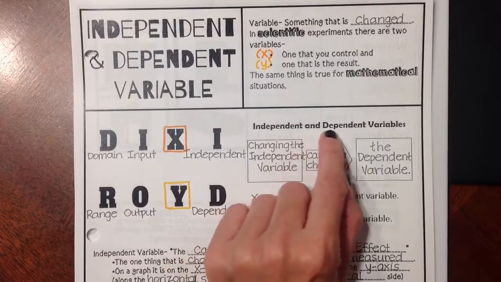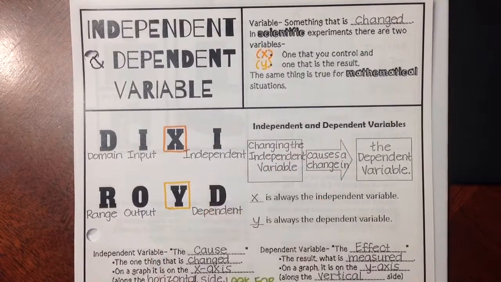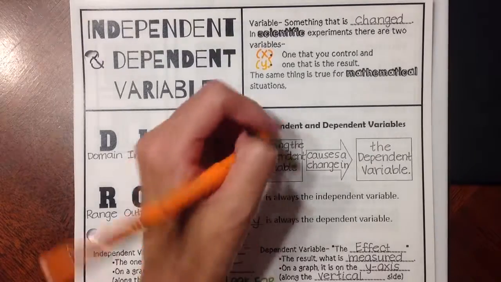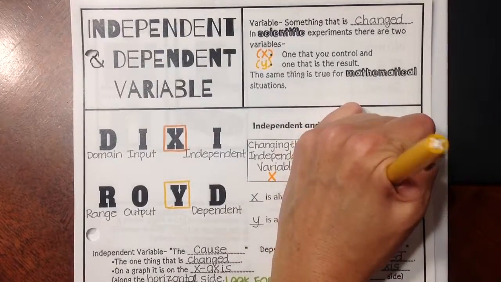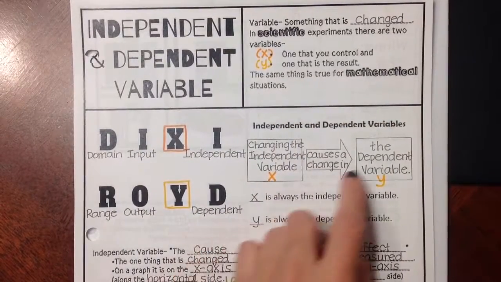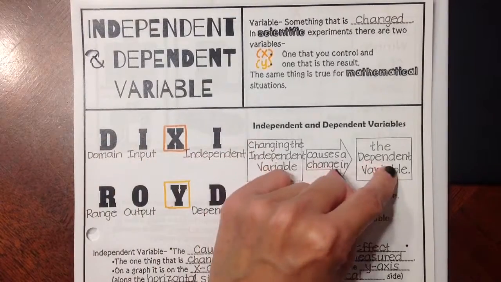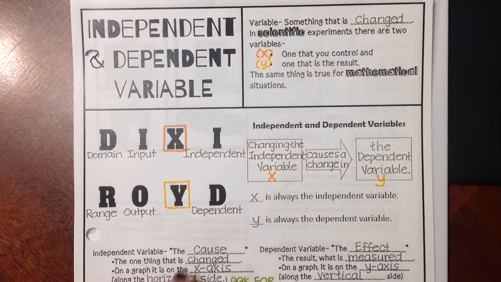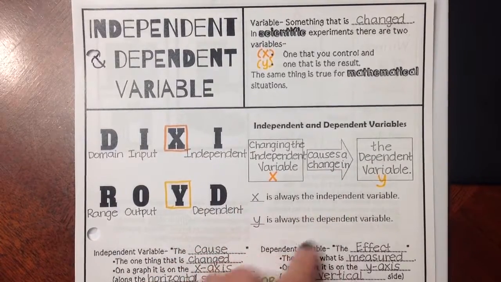So what you need to know about your independent and dependent variables is that changing the independent variable, changing that x value, is going to cause a change in your dependent variable, your y value. So you need to understand that if you change this number, your result is going to also be affected. So remember, x is always the independent variable, y is always the dependent variable.